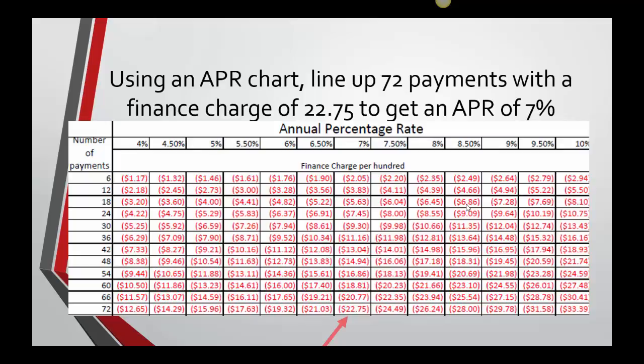So on the chart, I'm lining those things up, and where I start is at the 72. So I'm going to look at 72 and go over, and I'm searching for $2,275. Kind of give you a hint, there's an arrow. All right, so the arrow says $2,275, and I read up, and it says 7%. So I know that the APR of the loan that she received was 7%.